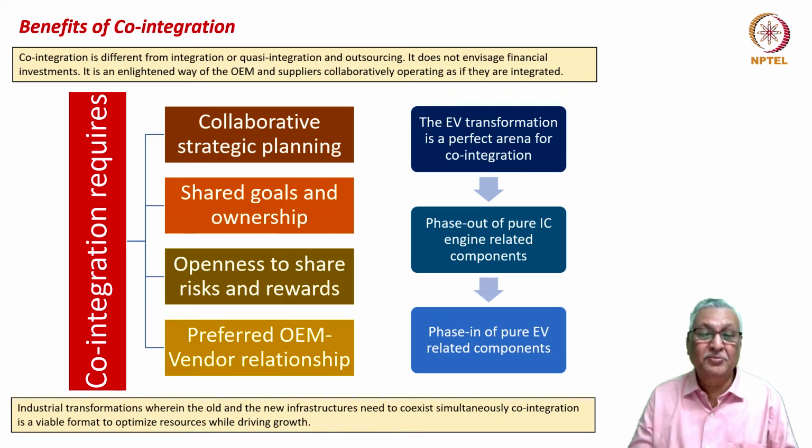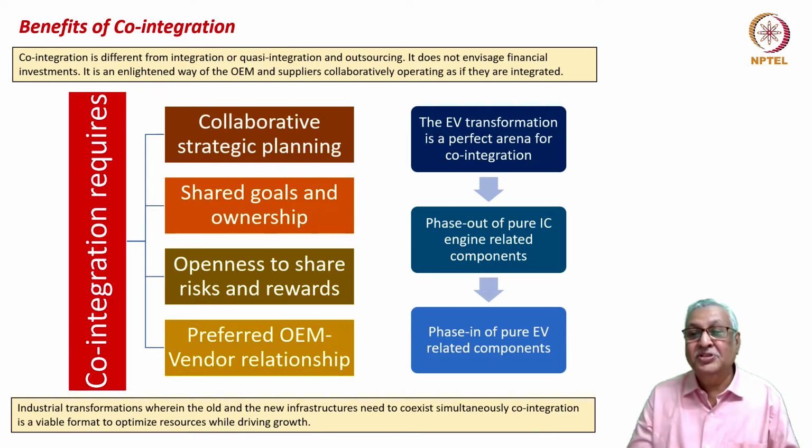Second, shared goals and ownership. The goal and ownership in this case of electric vehicle development would be to have a seamless phase in and phase out of the new vehicle and old vehicles respectively, and ensure that everybody is financially stable while serving the customers. It also requires openness to share risks and rewards. It is not I win, you lose the game. It is all I win, you also win the game kind of approach. And the fourth one is that OEMs and vendors should have preferred relationships so that the trust and judgmental acuity between the two parties is supported.